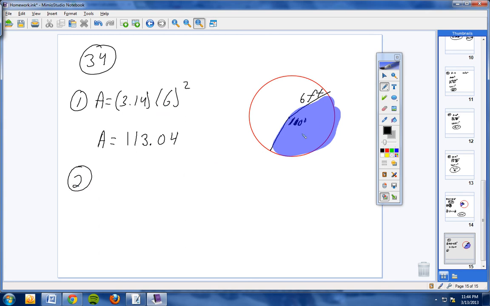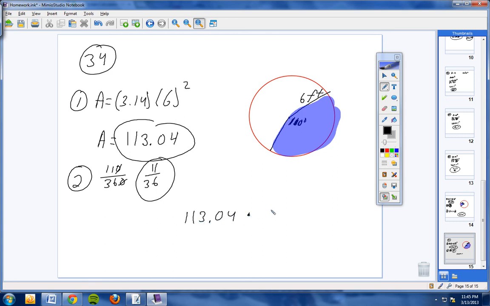Step 2 said make a fraction of your sector. So that's 110 degrees over 360 degrees. Divide both of them by 10, and you get 11 over 36. So now you simply multiply these two numbers together. 113.04 times 11 over 36. And if you type that in correctly and round to the nearest whole number, you will get 35 square feet. Okay, 35 square feet. Yeehaw!